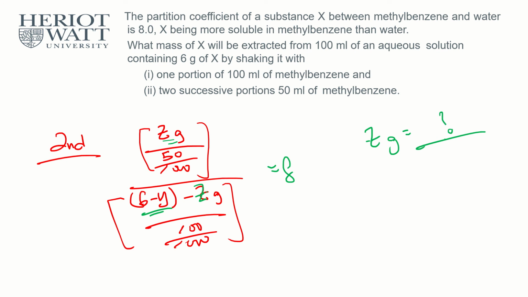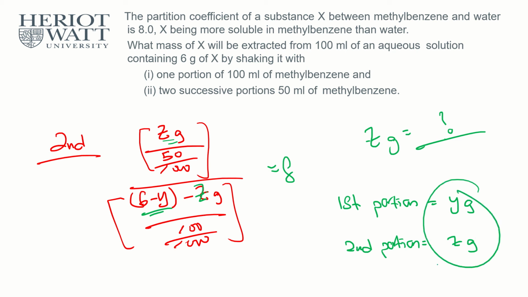See that? Now, after you have done these two calculations, you do the same thing here. You add up both. First portion, how many grams moved to the methylbenzene? Y grams. Second portion, how many moved to the methylbenzene? Z grams. So you add these two up, you get a total mass being extracted.